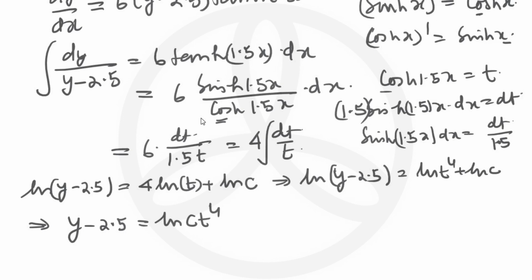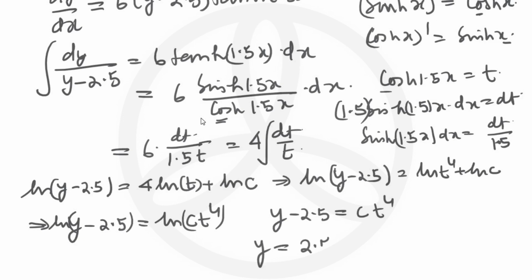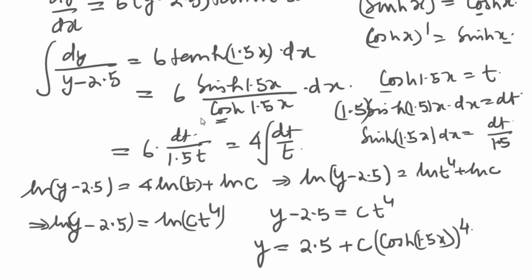Now we will be able to remove the logarithm with anti-log, and this will be t to the power 4. c is nothing but a constant of integration, and t we had assumed as cosh 1.5x. We can go here and directly write y is equal to 2.5 plus c cosh of 1.5x to the power 4. And this is the answer, friends.